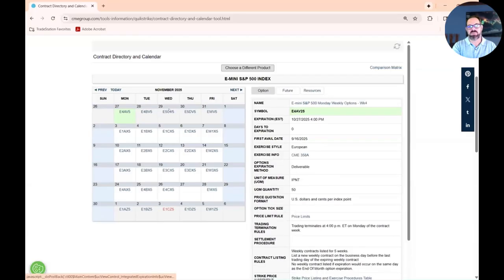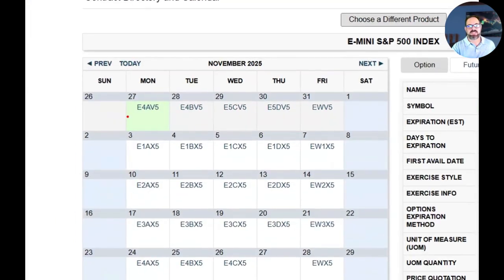On the option, though, this is today's option that just expired. And let me zoom in a little bit here so you can see that. The symbol is E4AV5. And then you'll say E4BV5, E5C. The numbers, again, they all mean something.